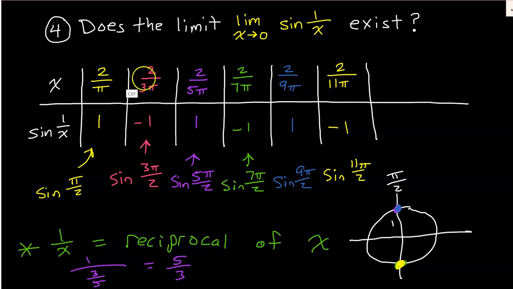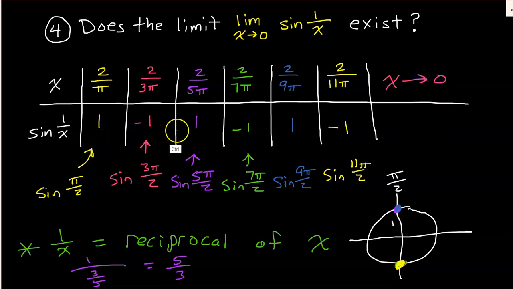So if I keep taking 2 and dividing by a bigger and bigger number, can you see that the overall value of that expression is approaching 0? If I keep making the denominator bigger and bigger, the value of the fraction gets smaller and smaller. So in fact, these x values are approaching 0.